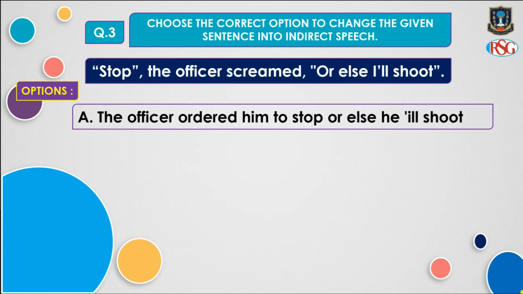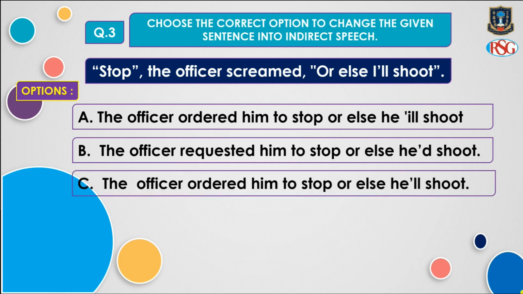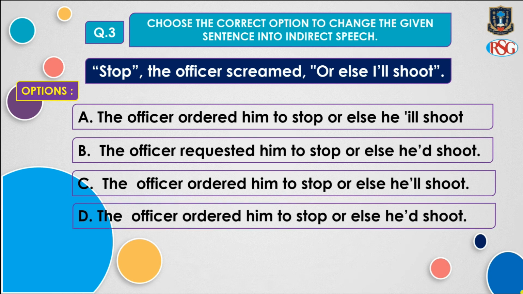First option is: the officer ordered him to stop or else he'll shoot. Option 2: the officer requested to stop or else he'd shoot. Option 3: the officer asked him to stop or else he'll shoot. Or the last option: the officer ordered him to stop or else he'd shoot. Now let's try to understand how to convert this first.